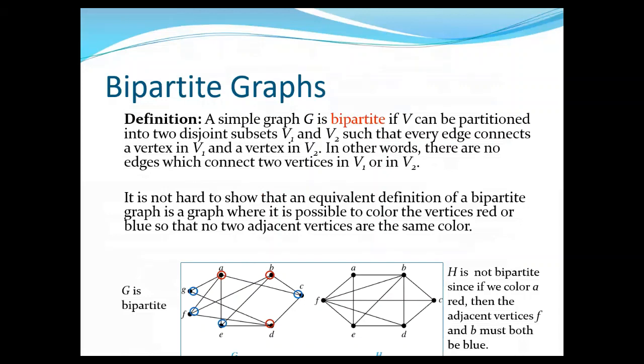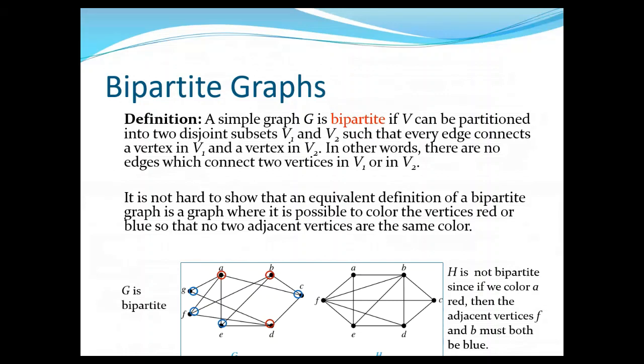So bipartite graph: a simple graph G is bipartite if V can be partitioned into two disjoint subsets V1 and V2, such that every edge connects a vertex in V1 and a vertex in V2. In other words, there are no edges which connect two vertices in V1 or two vertices in V2. So basically, we could divide our graph into two groups without any problem.